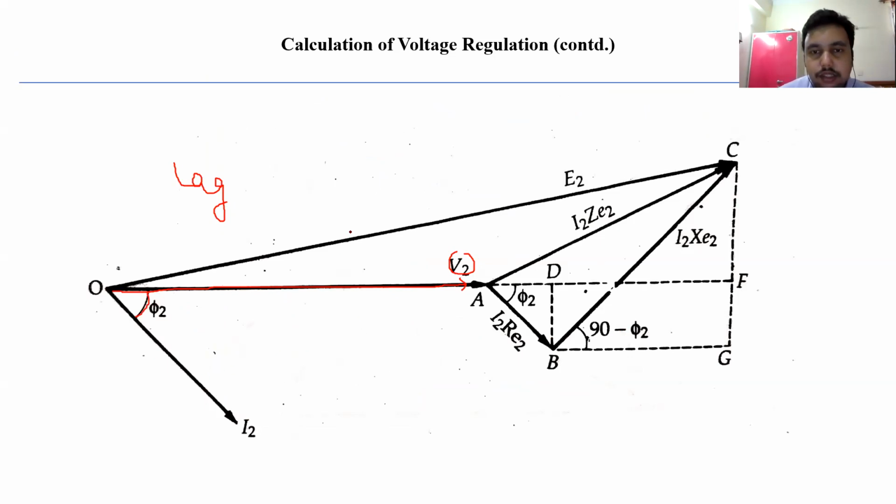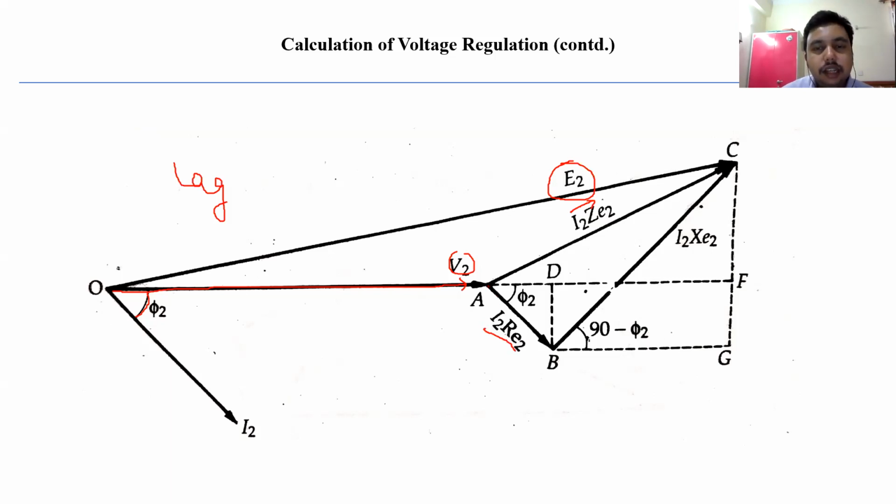Now our job is to get the value of E2. Whenever you are finding the value of E2, E2 is the phasor summation of the impedance drop and the terminal voltage. Now if you want to get this impedance drop, that is I2 into Z02, which I had written in the previous slide, the impedance drop will be composed of two parts. First will be I2 into R02, the IR drop.